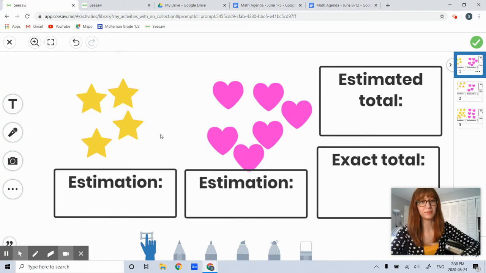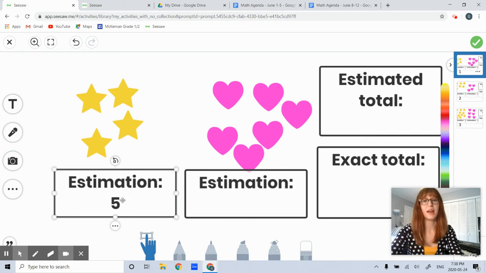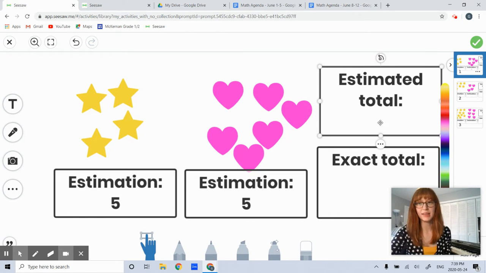So here's an example. Here I have 4 stars. So I'm going to round that. 4 is really close to 5. I'm going to round it up to 5. Now I have 6 hearts. 6 can round down to 5. So I'm estimating that I have about 5 stars and about 5 hearts. So my estimated total is 10.